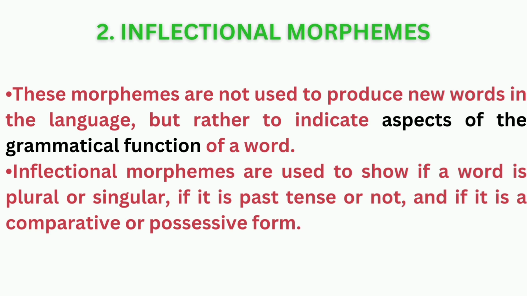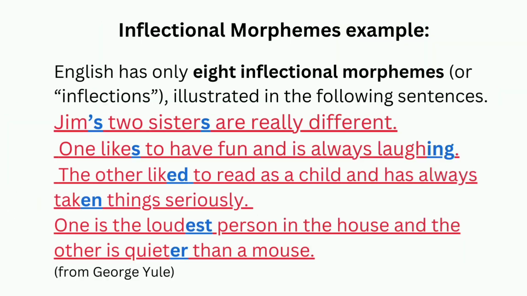And let's have some more examples of inflectional morphemes. There are actually 8 inflectional morphemes in the English language. See this example: Jim's two sisters are really different. One likes to have fun and is always laughing. The other liked to read as a child and has always taken things seriously. One is the loudest person in the house, the other is quieter than a mouse. See the ones that are written in blue color.